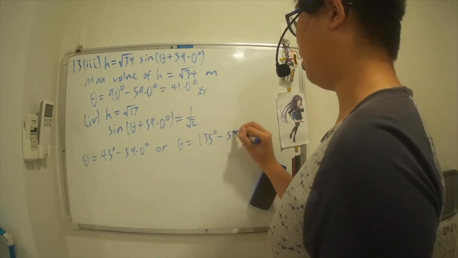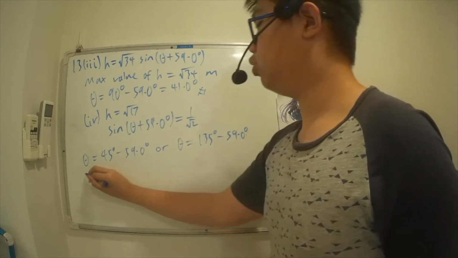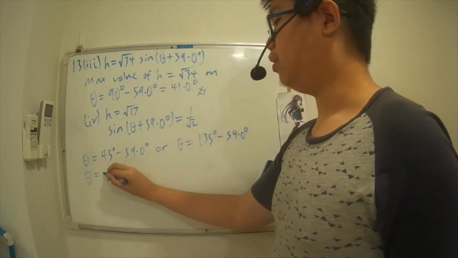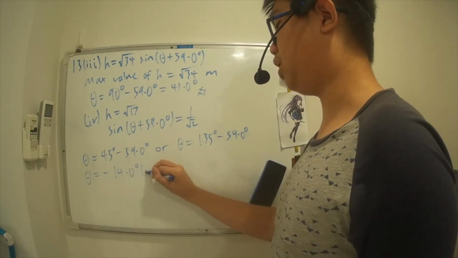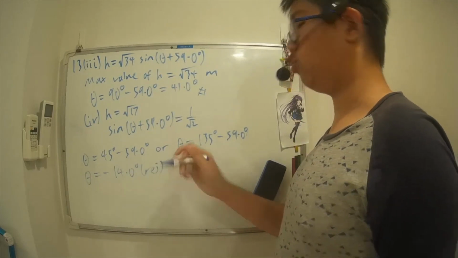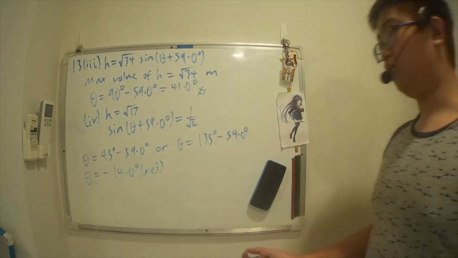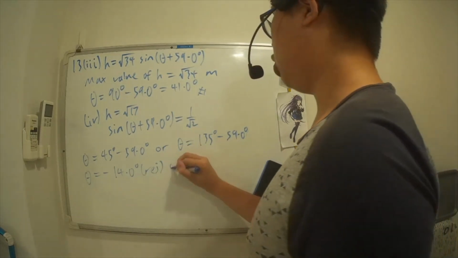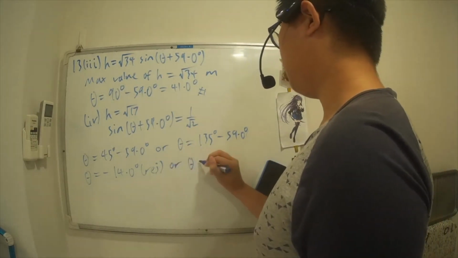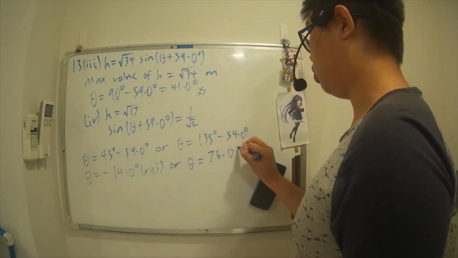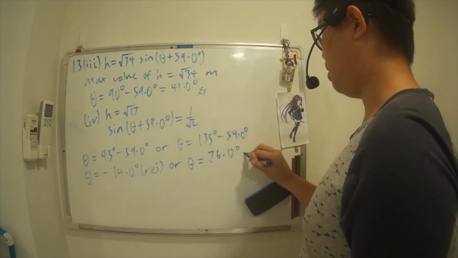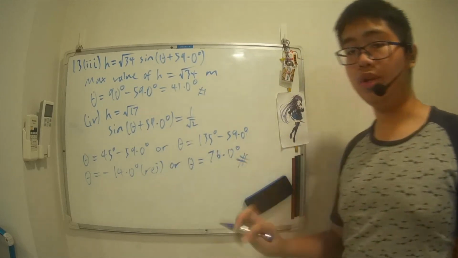So that means that theta is equal to 45 degrees minus 59.0 degrees, or theta is equal to 135 degrees minus 59.0 degrees. So theta will be equal to negative 14.0 degrees, which is rejected, of course, because we are looking in the range of 0 to 90 degrees, or theta will be equal to 76.0 degrees. And of course, this is the value of theta that we accept.